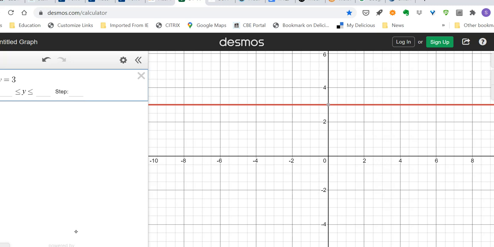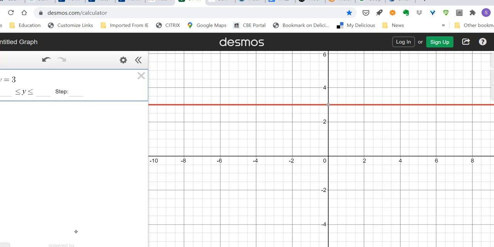So given a graph, always check the scale. And the x scale and the y scale don't have to be the same. So don't assume that because this goes 2, 4, 6, 8, 10, this one might go 5, 10, 15, 20, 25, 30. Okay, so every tick on the x-axis must be the same amount. Every tick on the y-axis must be the same amount. But the x ticks don't have to be the same as the y ticks. Okay, so just be aware.